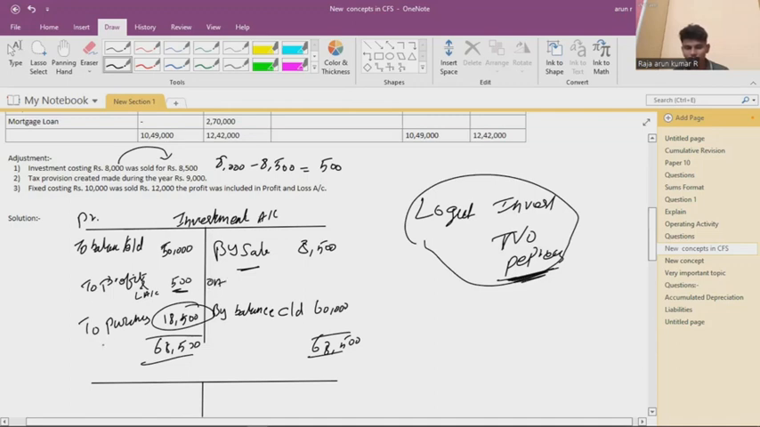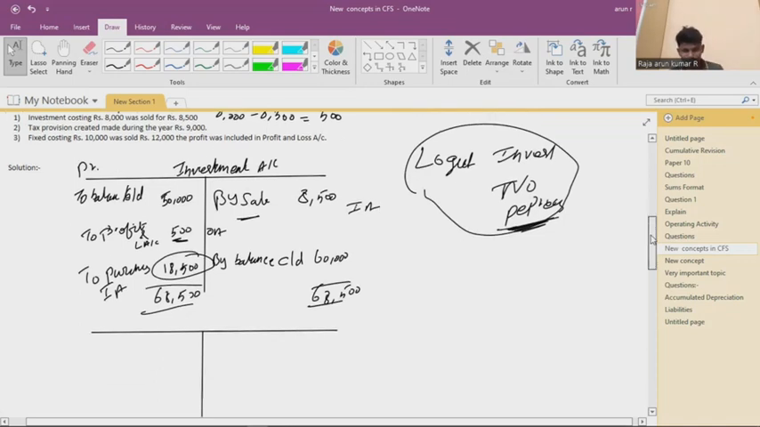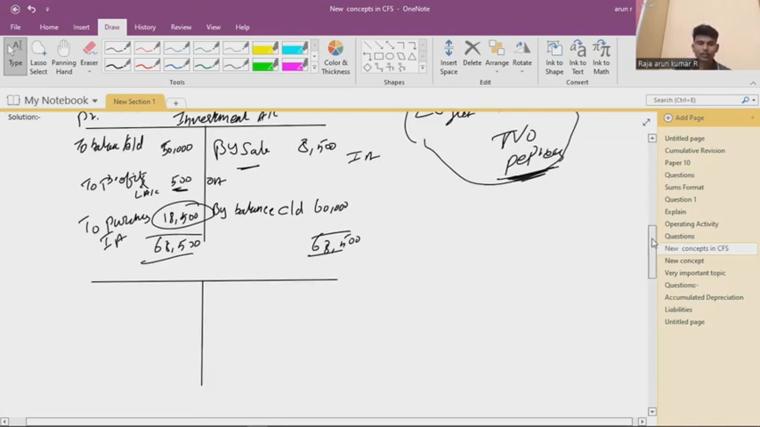This purchase of investment will be posted in the investment activity, and the sale also in the investment activity. Opening and closing will not be taken. These three differences only we take in the investment activity. This approach only you follow in the cash flow statement. First adjustment we did the workings, second adjustment we do the workings, that is provision for taxation.